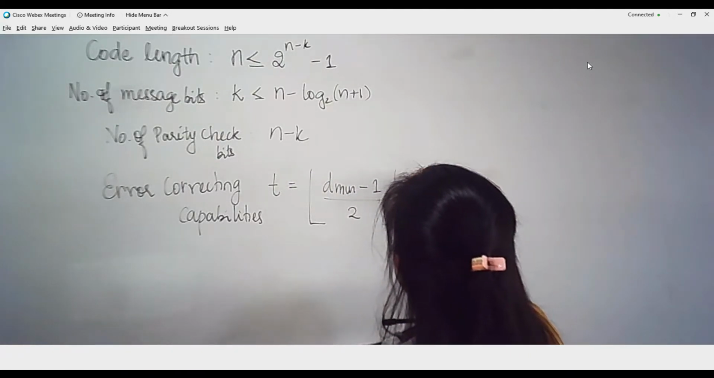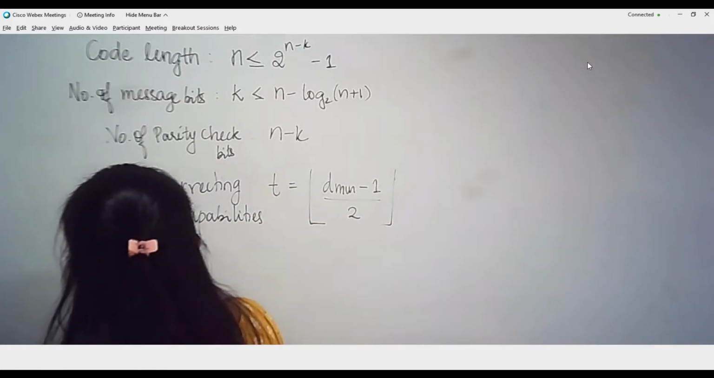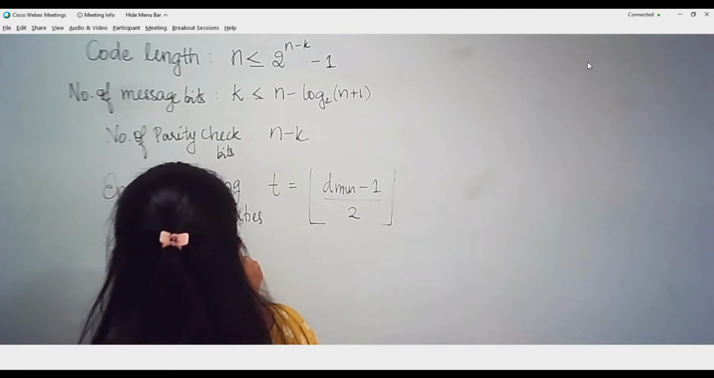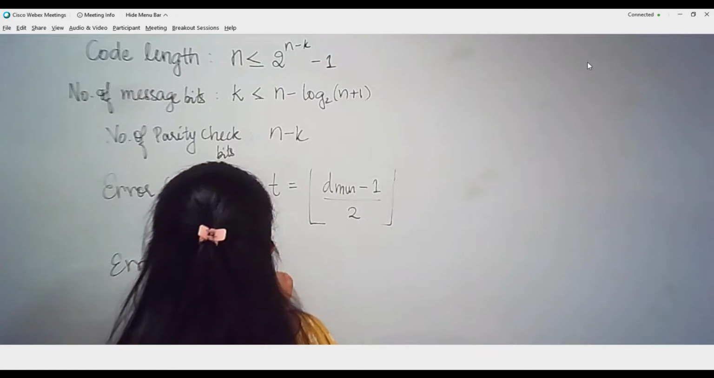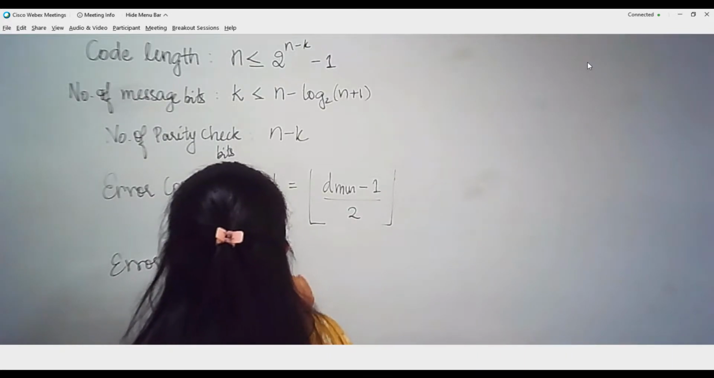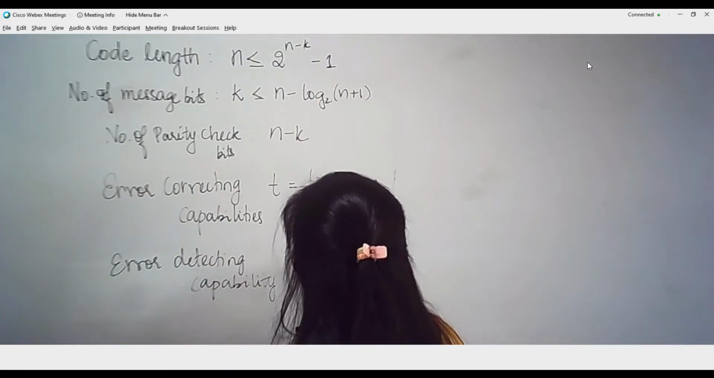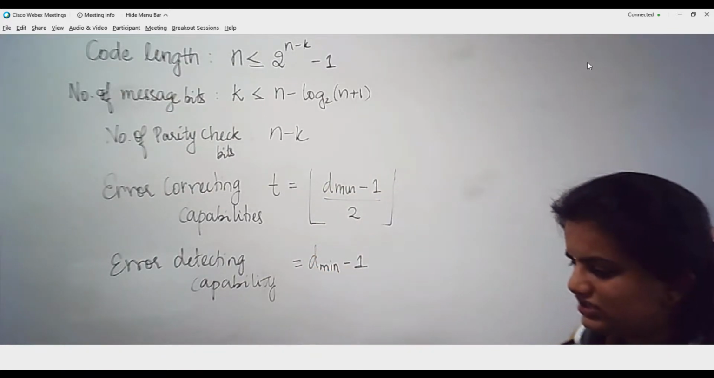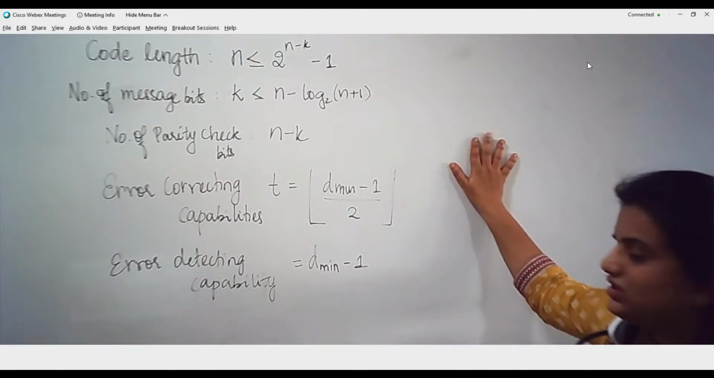Sorry, this is floored. Okay, and then error detecting, actually you could have written this before this itself. Error detecting capability, this we have seen in one of the properties that we have discussed the other day. Error detecting capability of a linear block code is given by dmin minus 1. So these are the things that you need to know while constructing the linear block code.